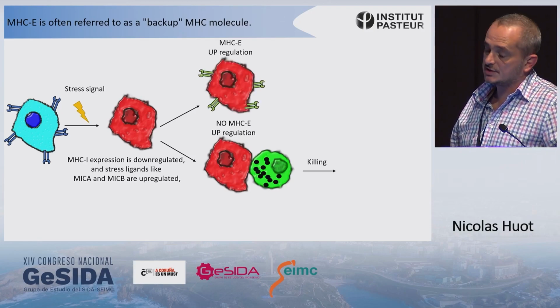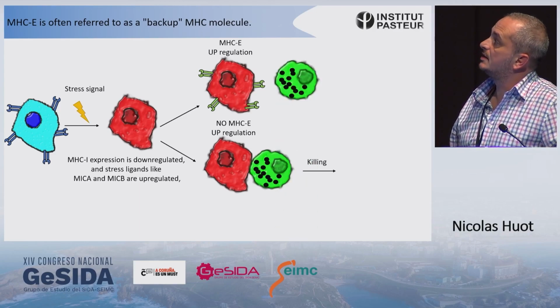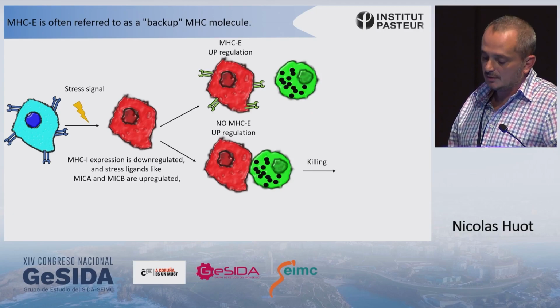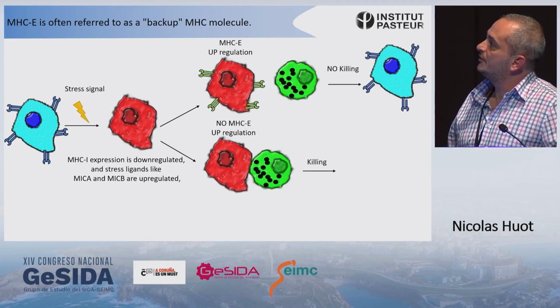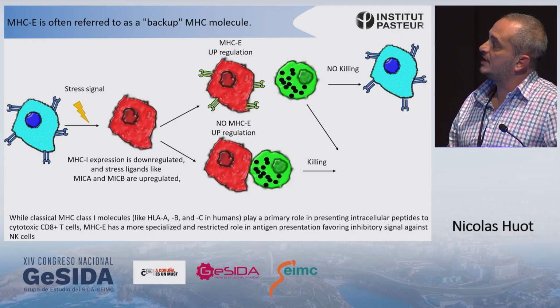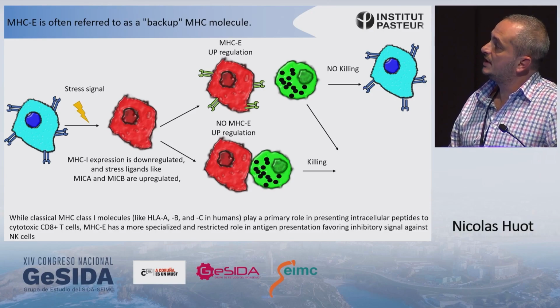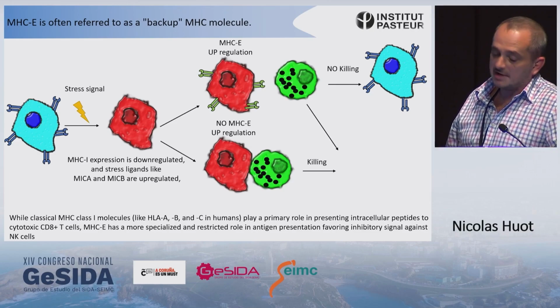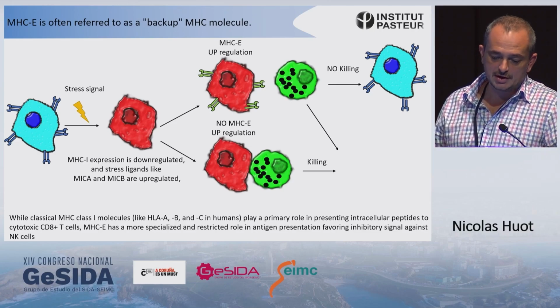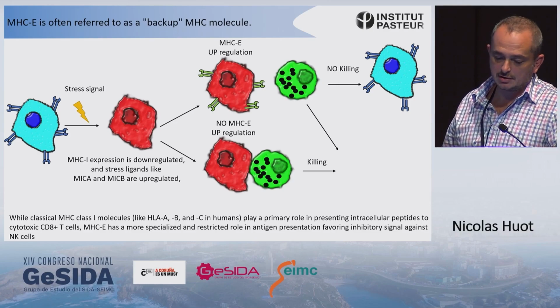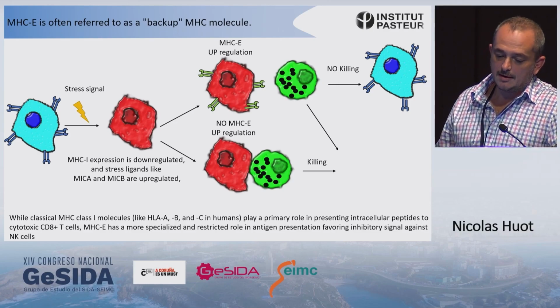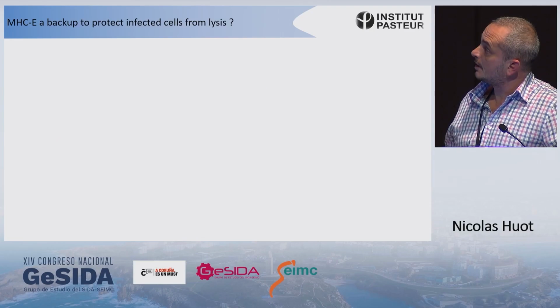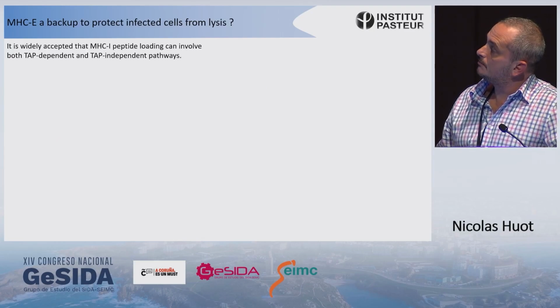On the opposite, if the stressed cells start to upregulate MHC-E, two cases could occur. If the NK cell expresses NKG2A, there will be no killing, and if the NK cell expresses NKG2C, it will lead to killing. So, based on this model, MHC-E is often referred to as a backup molecule, which allows the resolution of a stress event in a cell.